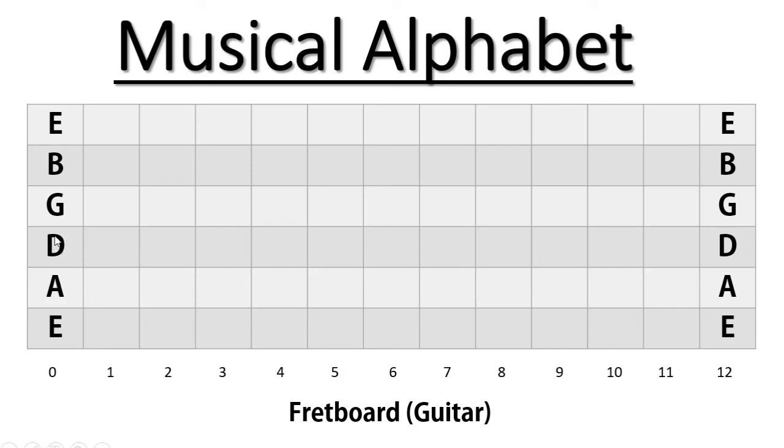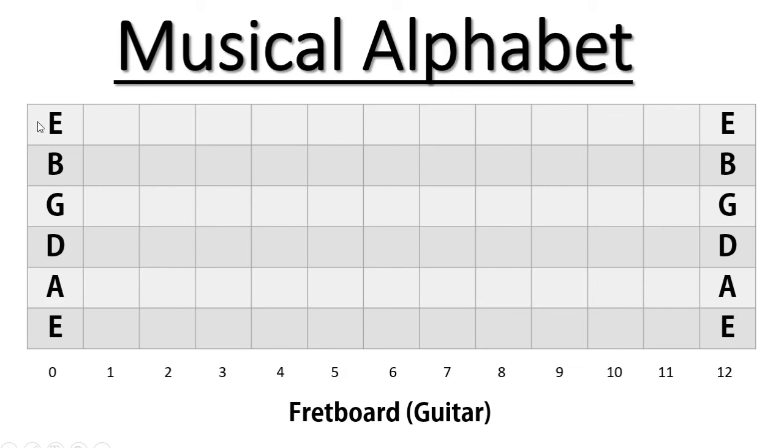So if I had to take D, okay, what would be the next letter after that? If you said D sharp, you'd be correct, and then E, F, and then so on. So what I want you to do is draw this table out and practice this for yourself.